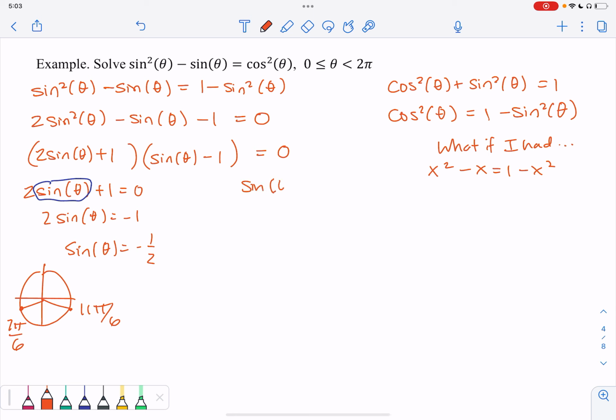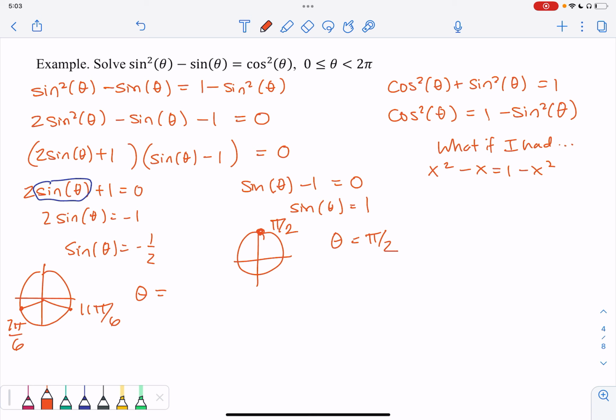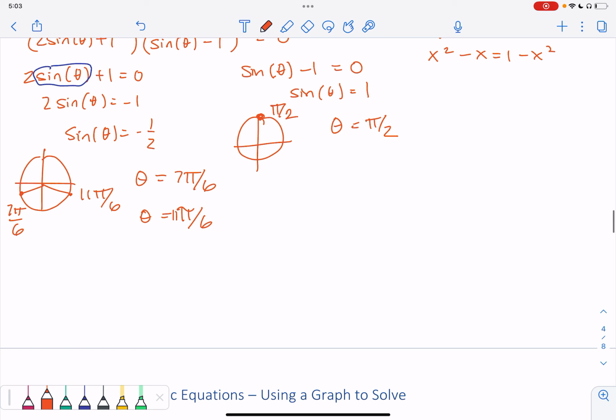Solving my other one, I have sine of theta minus 1 equals 0. Where does sine of theta equal 1 on my unit circle? That happens right at the top, which is pi over 2. Okay, so I get theta is pi over 2. And on my first one, it gives me the equations theta equals 7 pi over 6, theta equals 11 pi over 6. Not 16, too big. So if I have 11 pi over 6, that gives me these 3 answers. So my solution set looks like pi over 2, 7 pi over 6, and 11 pi over 6.